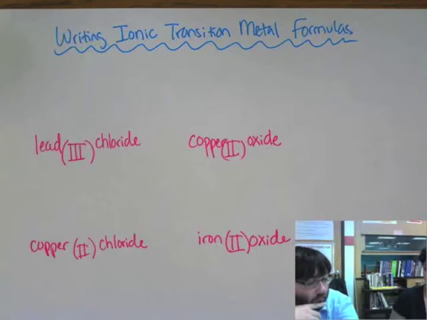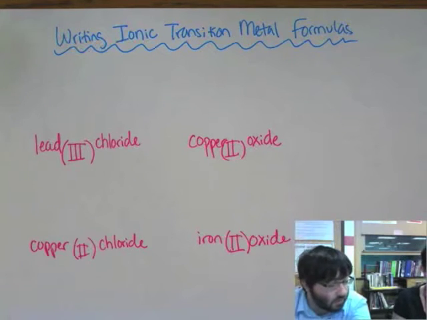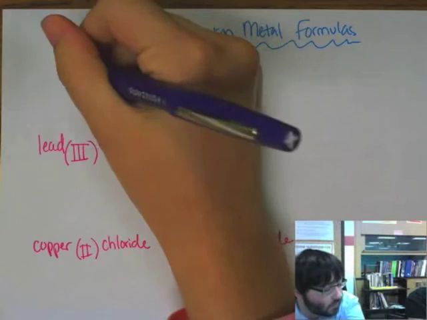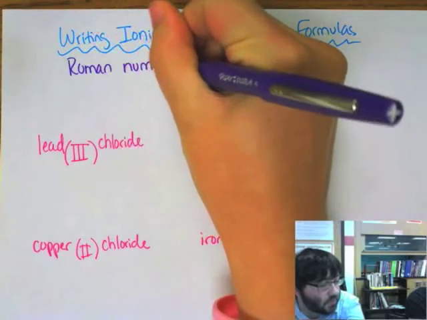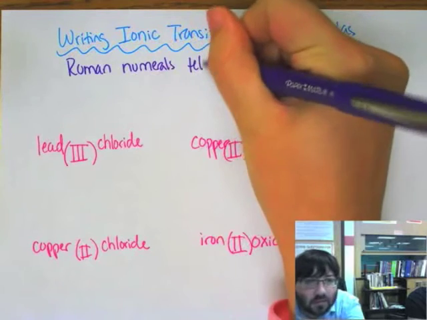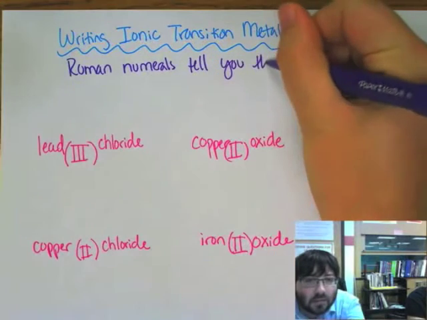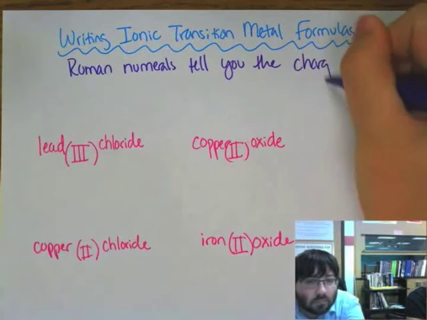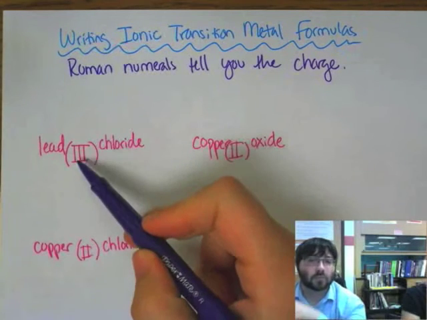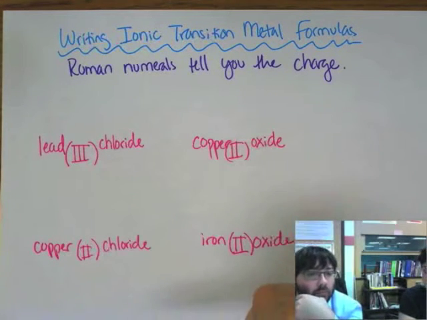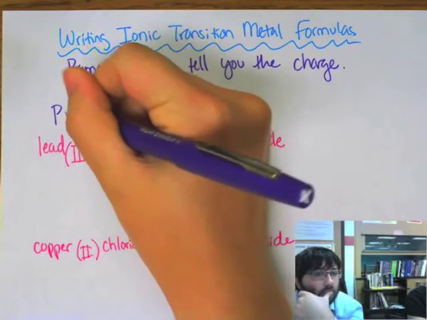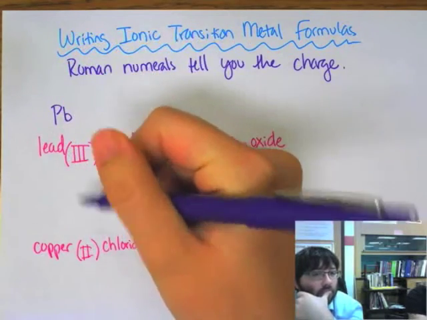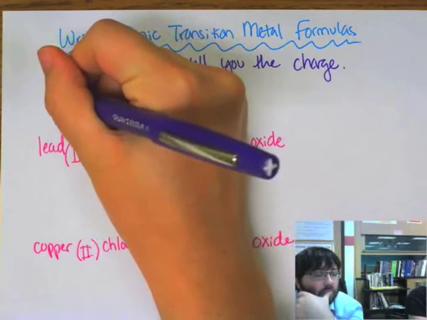So is that why we have the Roman numerals? That's why we have the Roman numerals. So Roman numerals will tell you the charge. So how do we show that? So this +3 is telling me that my lead, which is Pb, has a charge of +3 on it.